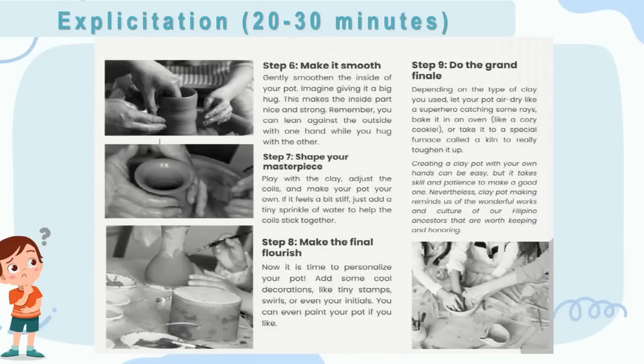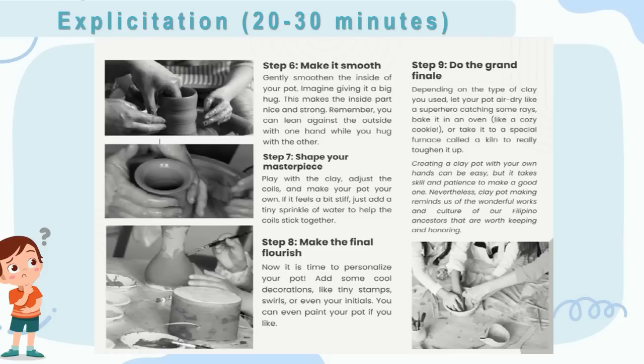Step 6. Make it smooth. Gently smoothen the inside of your pot. Imagine giving it a big hug. Step 7. Shape your masterpiece. Play with the clay. Adjust the coils and make your pot your own.